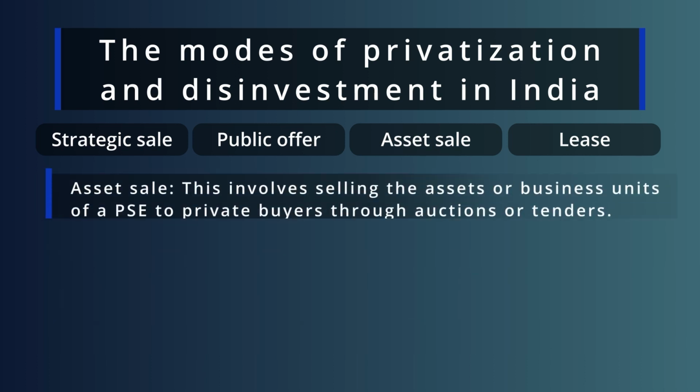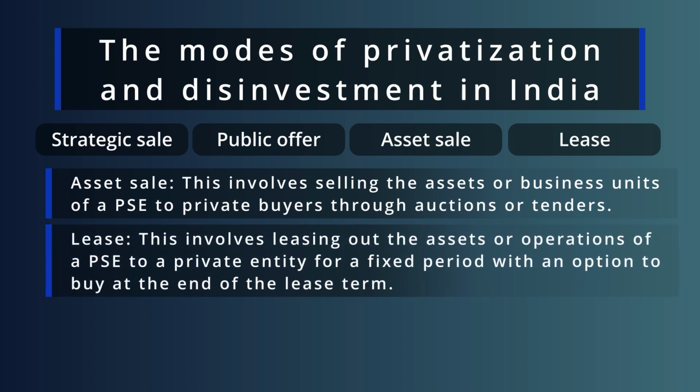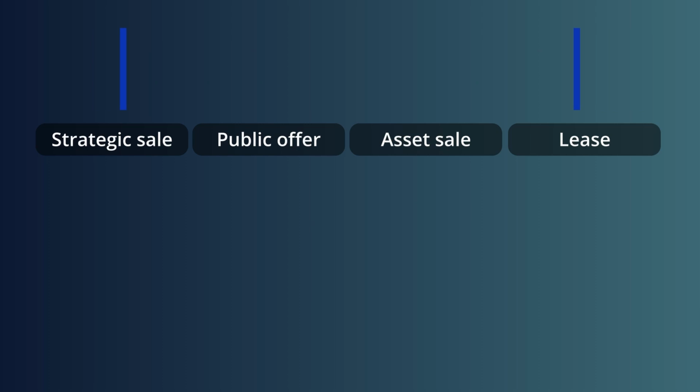Asset sale is also another mode of privatization. This involves selling the assets or business units of a public sector enterprise to private buyers through auctions and tenders. And finally, lease. This involves leasing out the assets or operation of a public sector enterprise to a private entity for a fixed period with an option to buy at the end of the lease term.